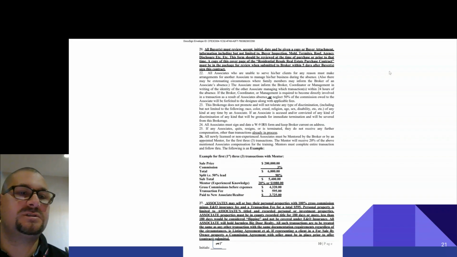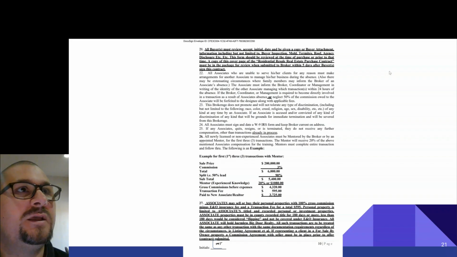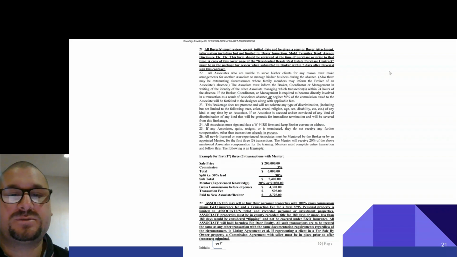So errors and omissions insurance, you've got to pay on each transaction. Everybody does, right? What errors and omissions does is cover you on the transaction. If you make a mistake on any documents that you need, that's what that covers you for. And a transaction fee. The total is $595. So personal property is limited to associates' titled and recorded personal or investment properties.